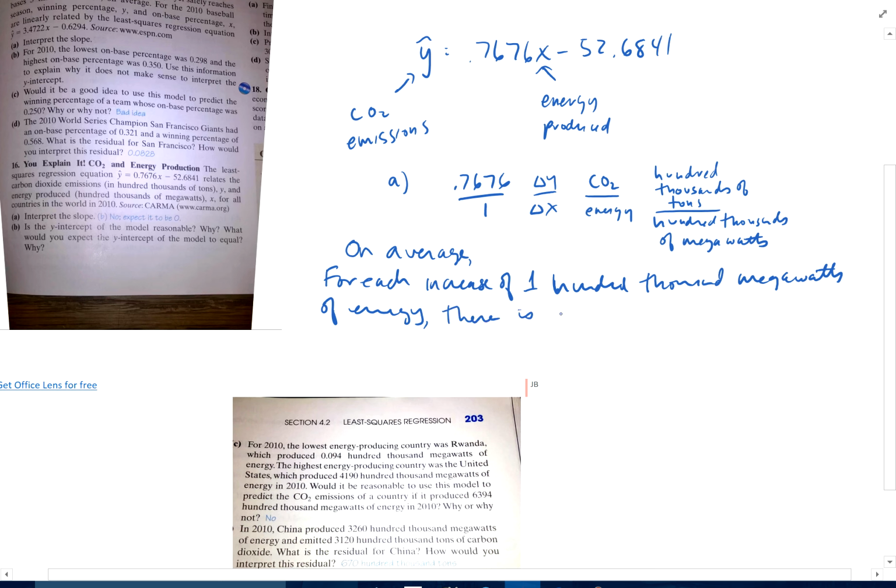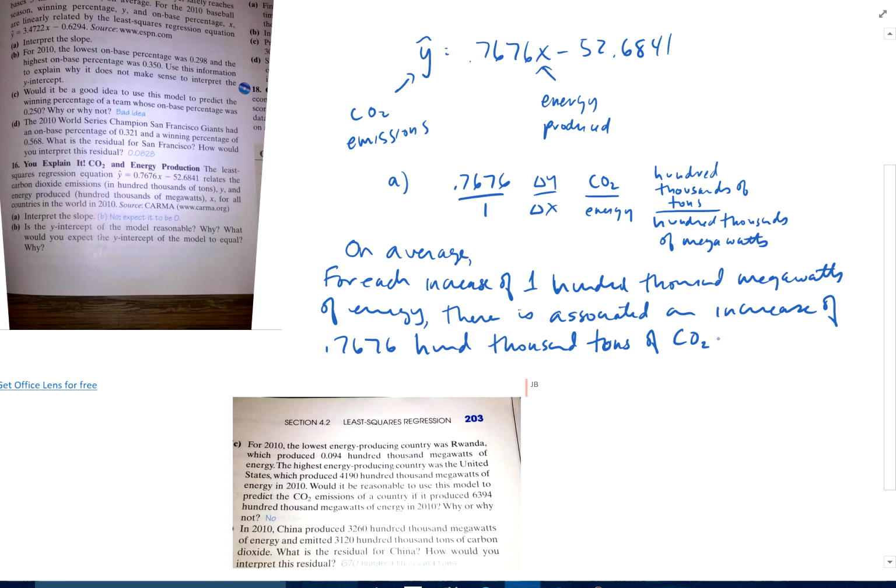there is associated an increase of 0.7676 100,000 tons of carbon dioxide. It's weird to think tons of gas, but when you compress it enough, it becomes a solid. For each increase of 100,000 megawatts of energy, there's associated an increase of 0.7676 100,000 tons of carbon dioxide. And again, that's on average.